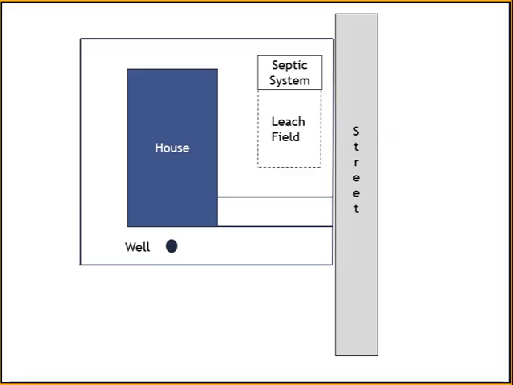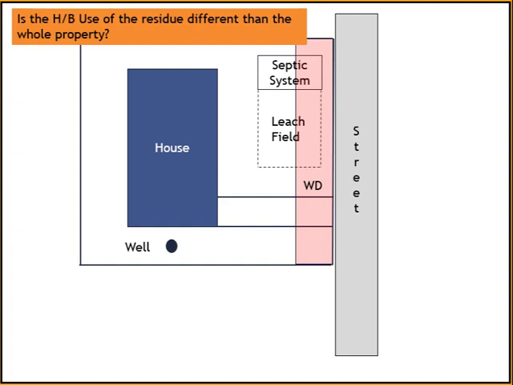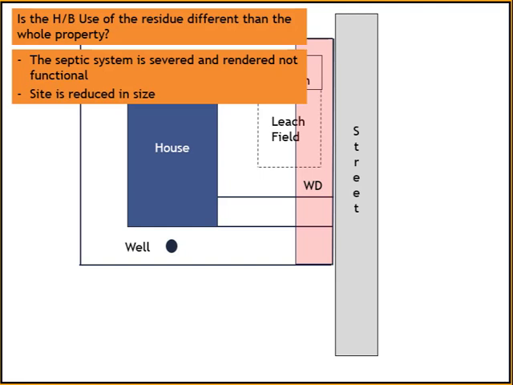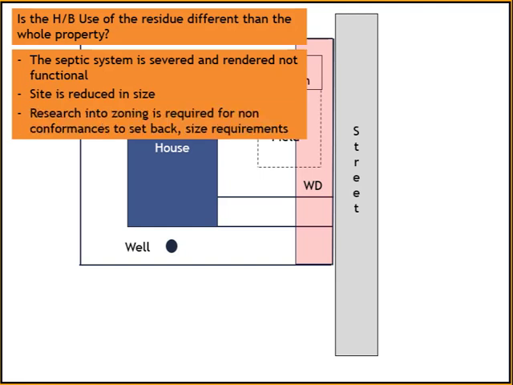All right, here's the next example. We got a single-family house situated on a site, got a septic system with its leach field to the front of the property and a well at the side yard. And we have a WD taking. And that WD taking is obviously hitting the septic system. Is the highest and best use of the residue different than the whole property? Well, the septic system is severed and rendered not functional. There's a reduction in site size.